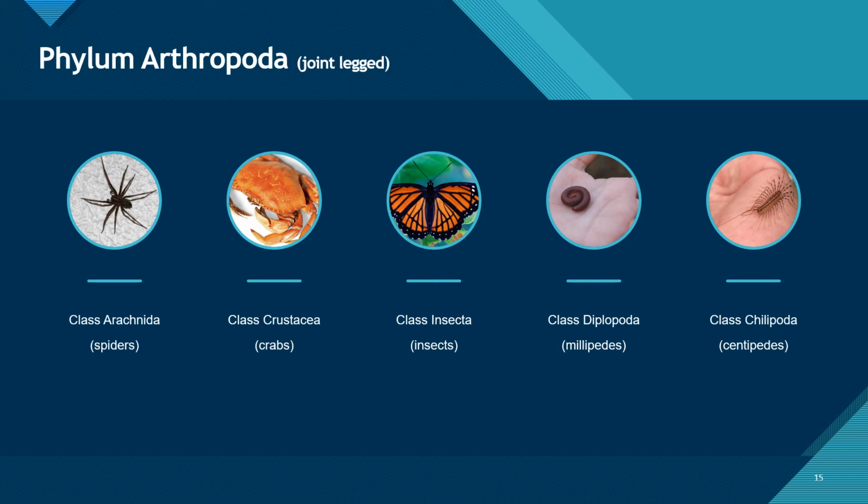So this is very important. These are millipedes. They have about 100 pairs of legs, and each segment, you remember we talked about segments, has 2 pairs of legs. Class Chilopoda, on the other hand, are centipedes. They have about 10 to 100 pairs of legs, and each segment only has 1 pair of legs.